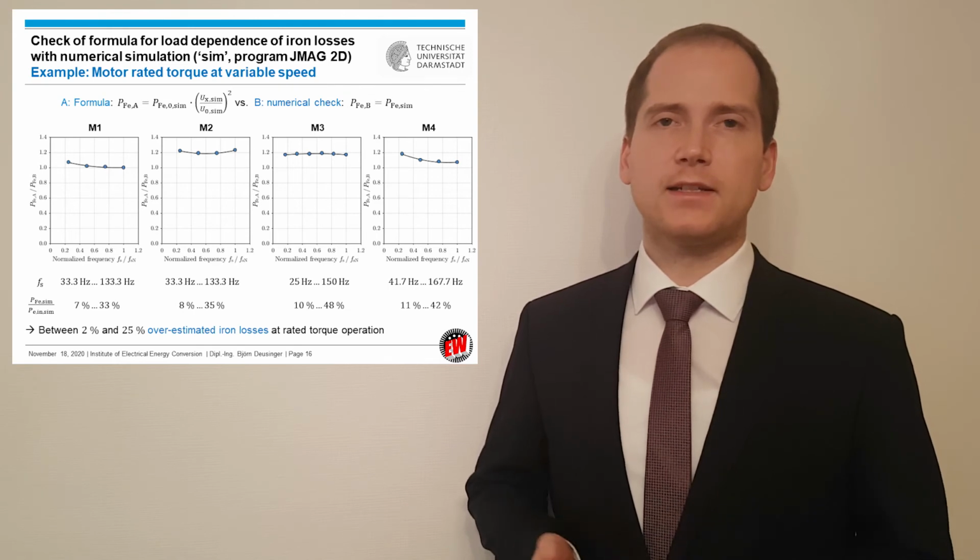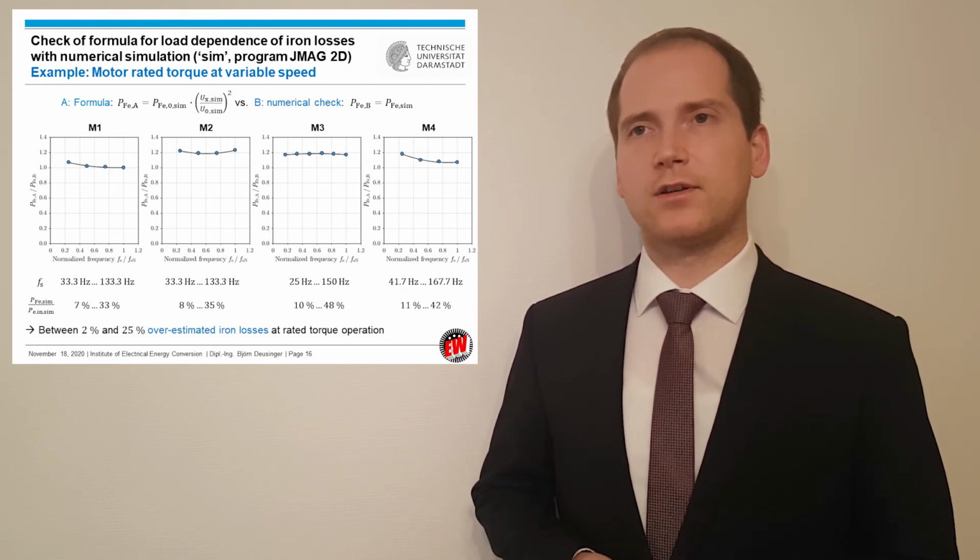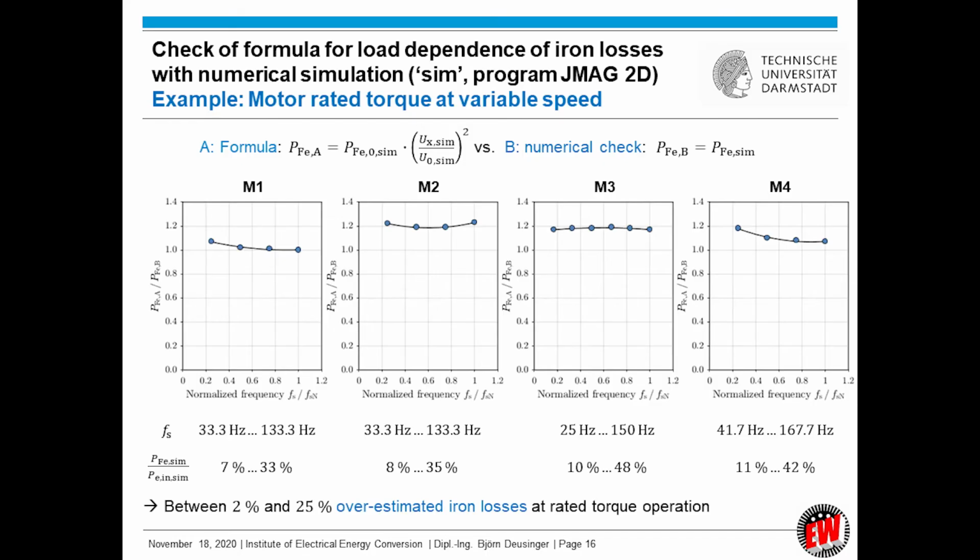As I said, one main assumption is the dependence of the iron losses on the square of the induced voltage Ux. This is compared here for all four machines. The losses A, as written on the left side, are calculated from the simulated no-load losses with help of the voltage Ux and the no-load voltage U0. And then we have the losses B that are taken directly from the load simulation values. You see that for the test machines 1 and 4, a rather good accordance is achieved at rated speed, while for machines 2 and 3 the losses are overestimated up to 25%.